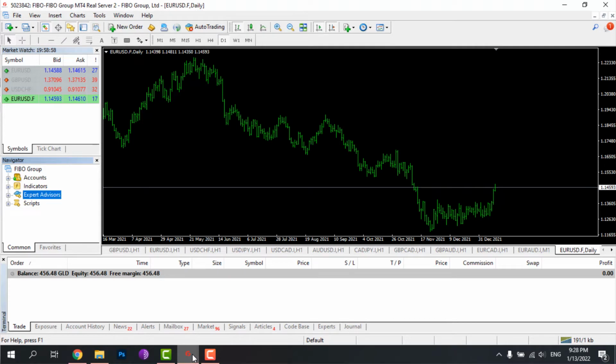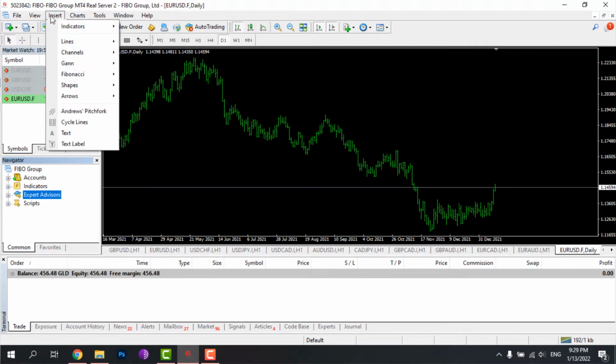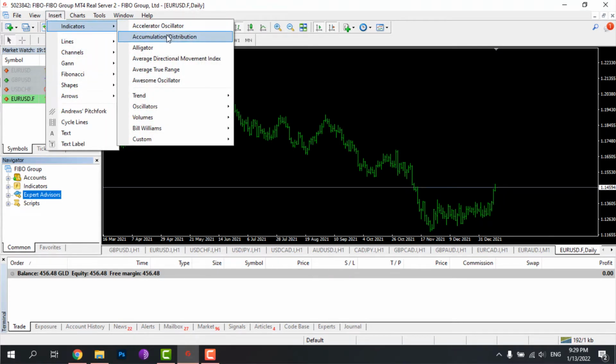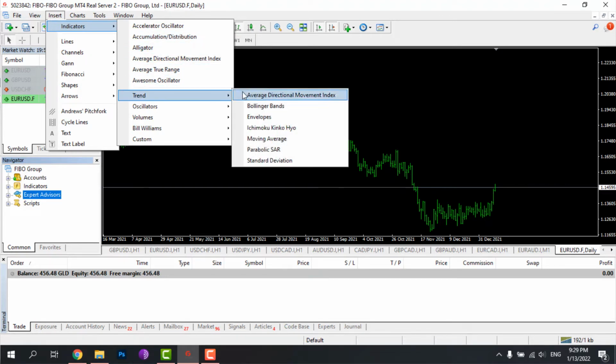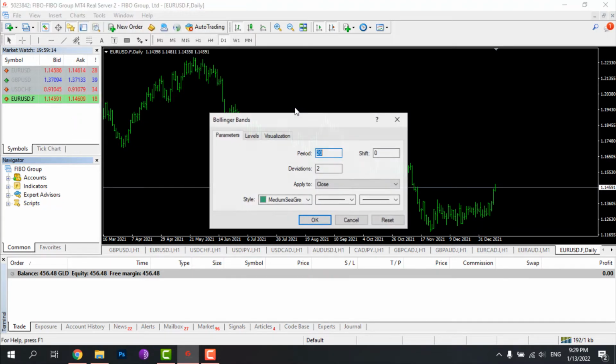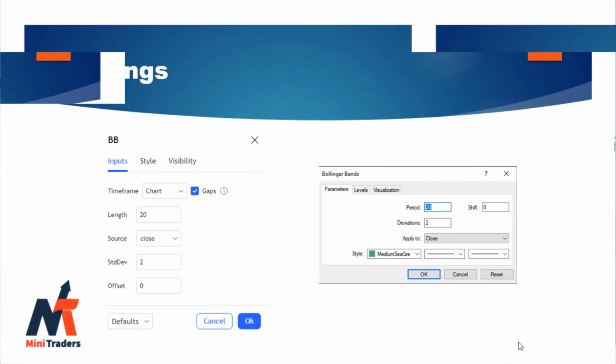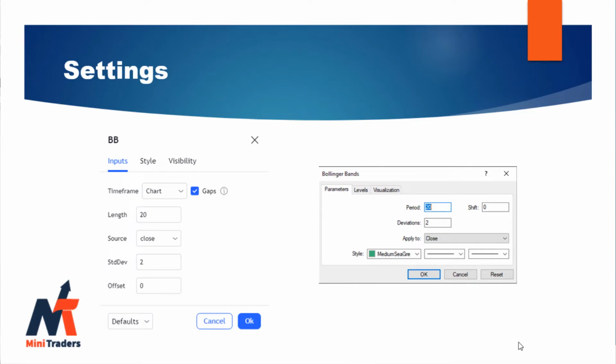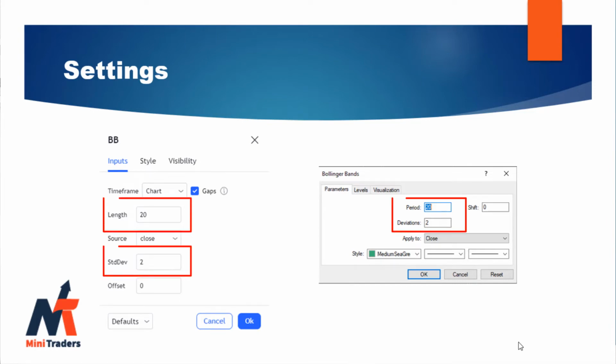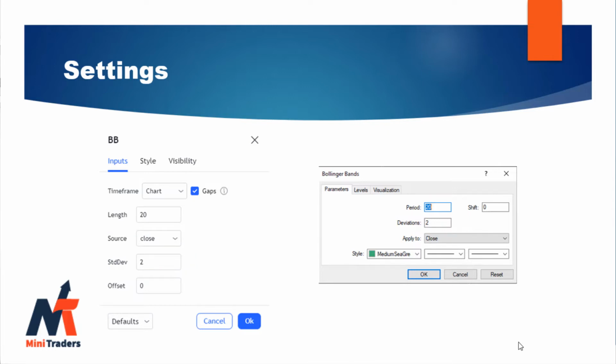In MetaTrader, it's accessible from here: Insert, Indicators, Trend, and Bollinger Bands. We have some settings for Bollinger Band, and as we said, the most important ones are period of moving average and standard deviation. Default period is 20 and default deviation is 2. We can change any of the settings for our application.